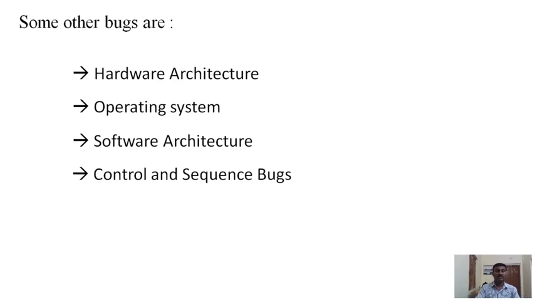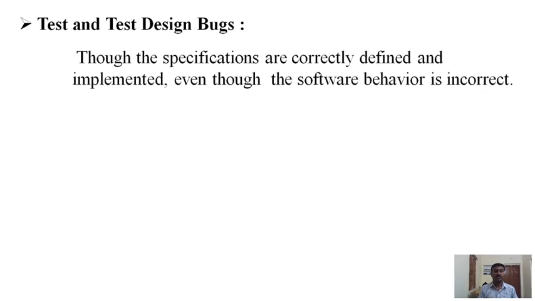Then when you come to the last taxonomy of bugs, it is test and test design bugs. These test and test design bugs occur due to improper behavior of the system, even if you have a correct specification. This type of improper behavior bug occurs due to incorrect tests and test designs. So these all come under test and test design bugs.